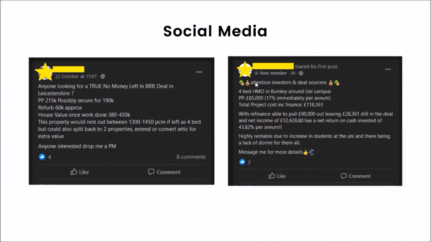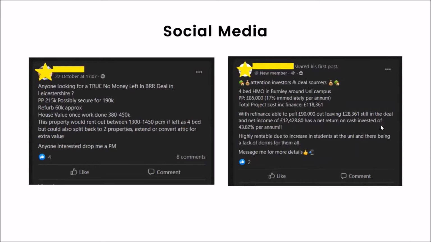Secondly, we've got here, ooh, attention investors and deal sourcers. I've got a 4-bed HMO in Burnley around the university campus. Purchase price is 85,000 with 17% immediately per annum. I think he's referring to an ROI, maybe 17%. Total project cost, including finance, is 118,361. With refinance, that is to say, you get a mortgage on the done-up valuation to cover the original mortgage, you might be able to pull out 90,000, leaving 28,000 left in the deal.